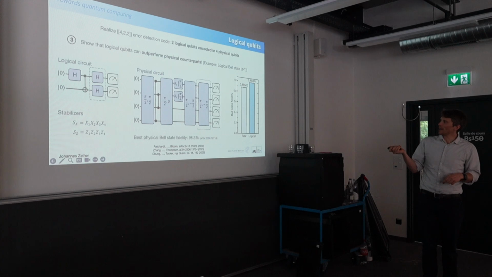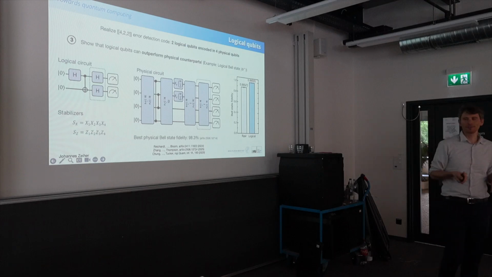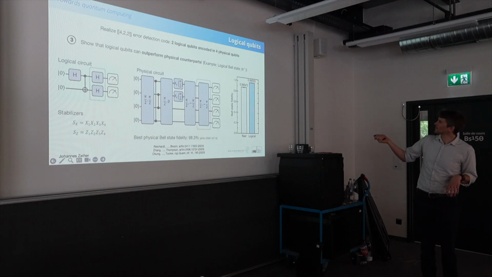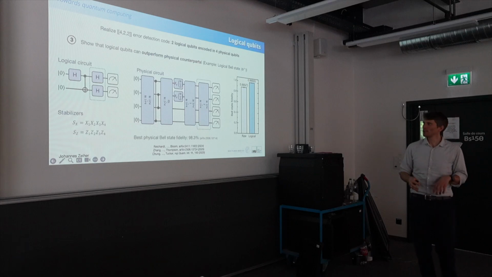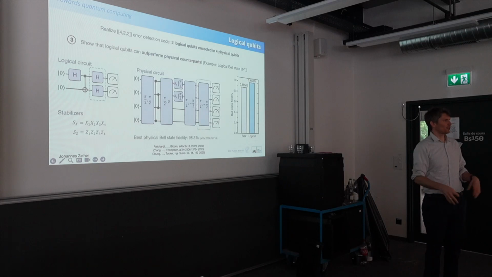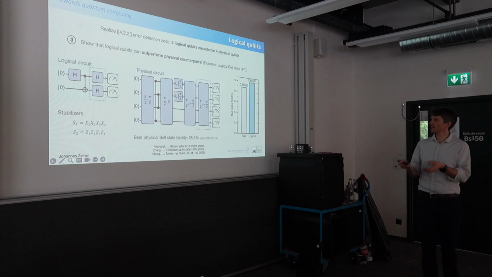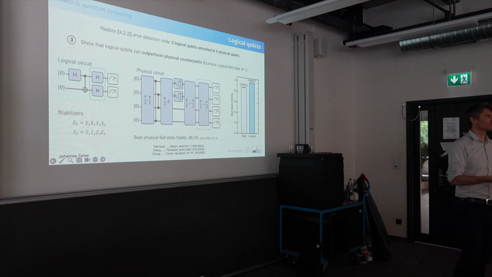But we actually realized these Bell states, including all post-selections we can do before, with a fidelity of about 98 point something, 0.3%. And you can see that now this logical state is slightly better than the best physical one that we can do. So in this aspect, not in all aspects, which is what we need for error correction, but in this aspect we can actually do something better using logical qubits than physical qubits.